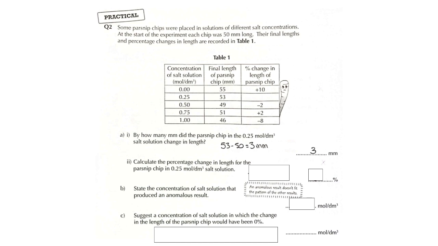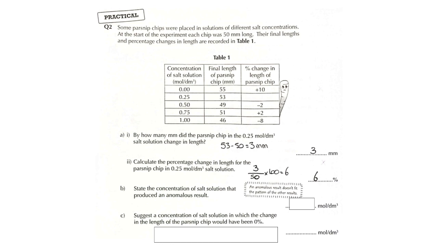Calculate the percentage change in length of the parsnip in that solution. To calculate the percentage change, you do the actual change, 3 millimeters, divided by the initial size, 50 millimeters, times 100, making sure you have the same units for all the values, and you should find 6%.